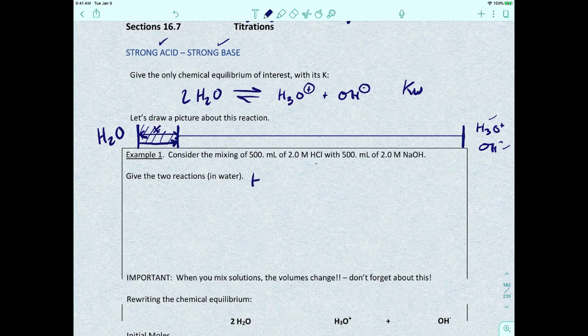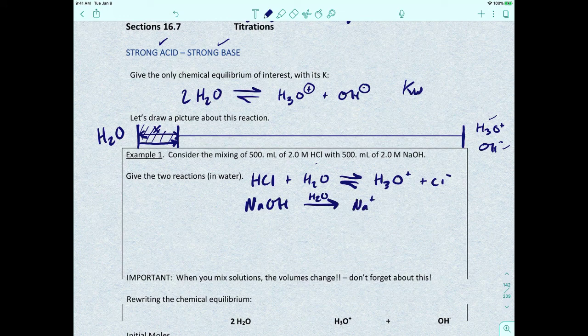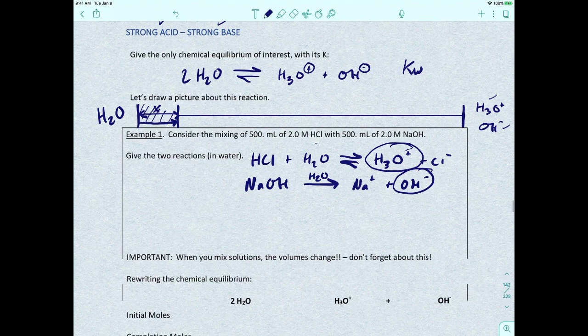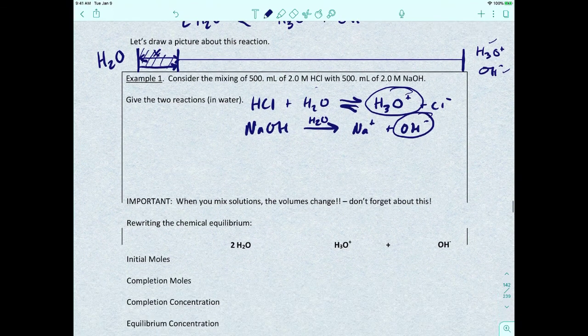Okay, so you've got one reaction that's HCl plus water in equilibrium to give you H3O plus and Cl minus. You've got another reaction: NaOH is dissolved in water. That gives you sodium ion and hydroxide ion. So these are what we're looking for, the H3O plus and the OH minus. All right, now this is really important. When you mix solutions, the volumes change. Don't forget about this.